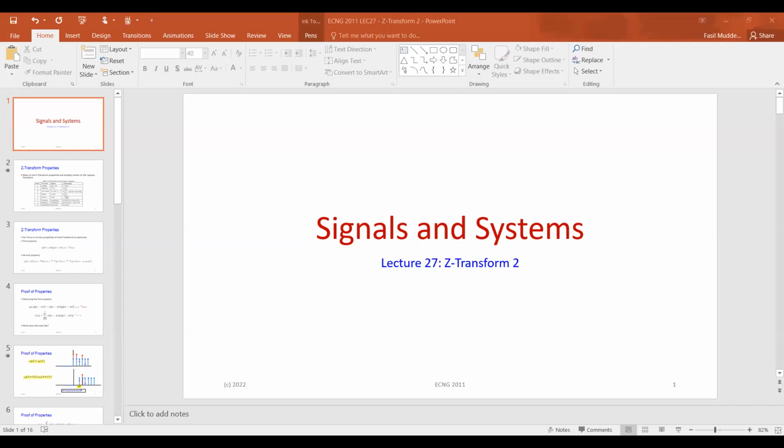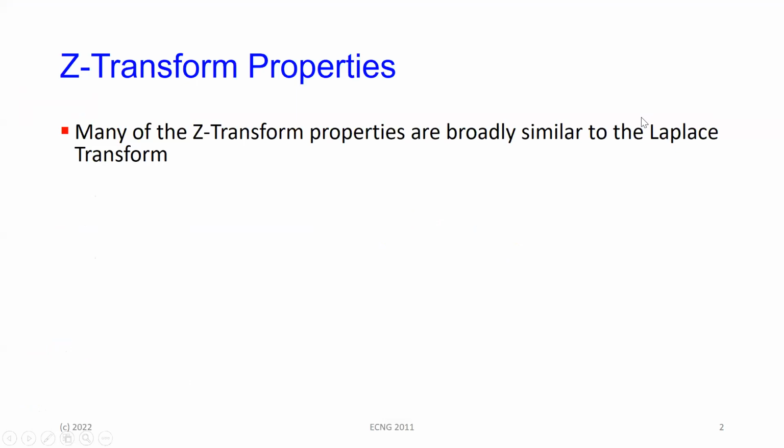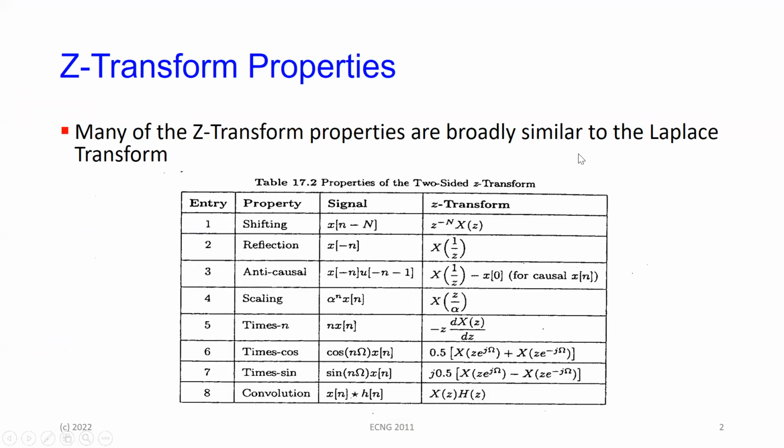All right. So let's look at the other part here now. Because of the applications and so on, the Z transform has properties like the Fourier transform and the Laplace transform that are similar in nature. So there's a property for shifting, scaling, multiplying by n, cosine, sine, and so on.